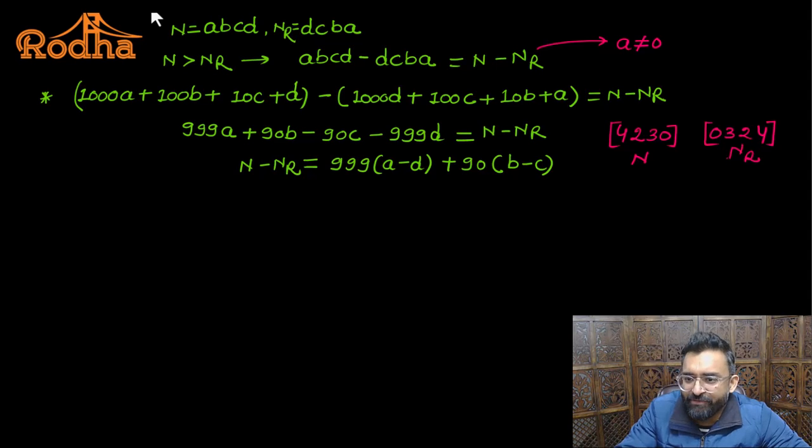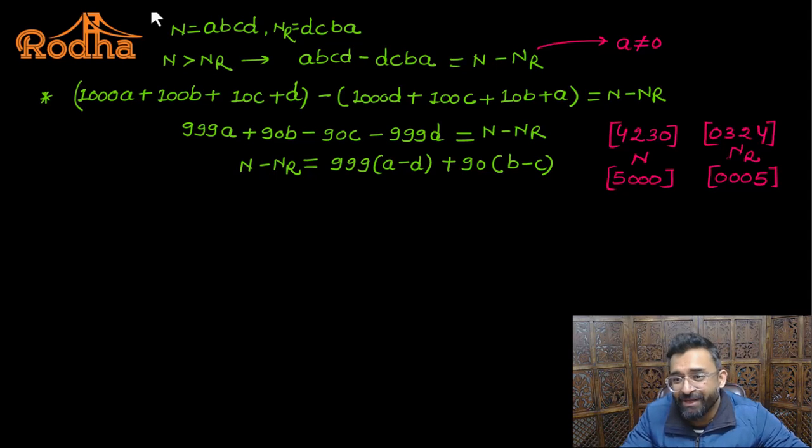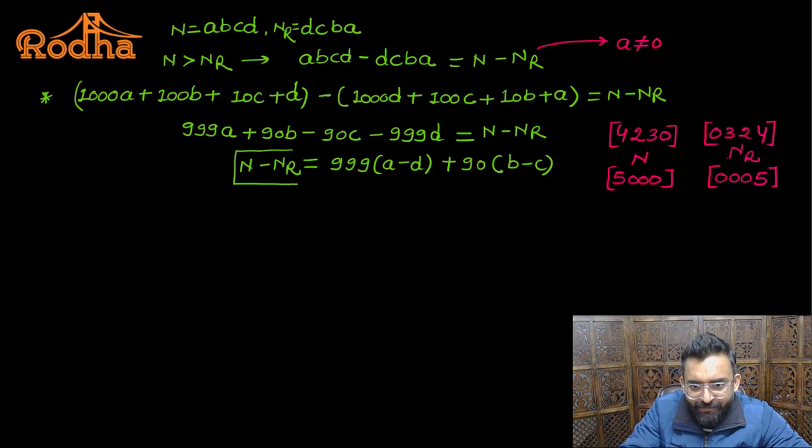Even in the case, if you look at this, this is 5000. And if I reverse the digits, it's going to be 0005. This is still valid. Fine. Because the number is reducing. So anything can happen. C can be 0, D can be 0, B can be 0, A can never be 0. Point taken. So this is the kind of structure I'm going to get when I'm getting the difference or subtraction of the number obtained after reversing the digits from the original number.